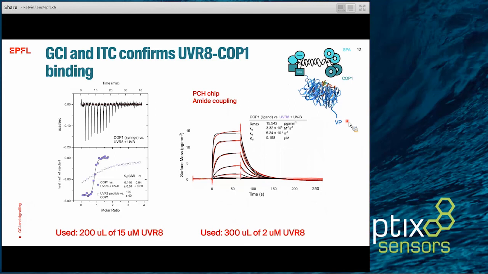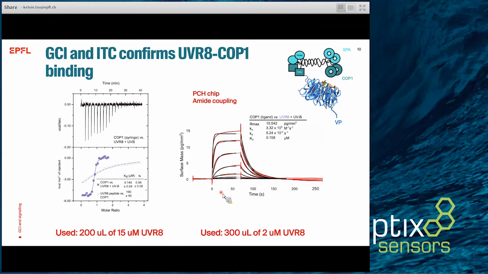And after, I would say, not that long, a few days of just troubleshooting and finding the right conditions, we could easily, not easily, but we could get nice kinetic curves, which I show here, which display pretty much comparable, or I would say identical, affinities to what we measured by ITC. So 140 nanomolar by ITC and 158 nanomolar kinetically by the WAVE system.